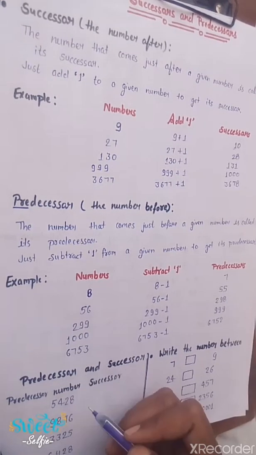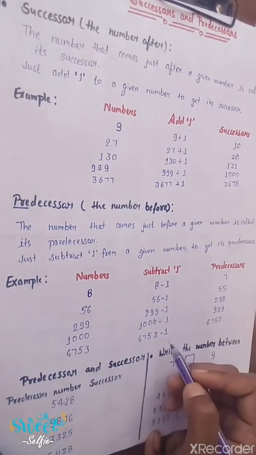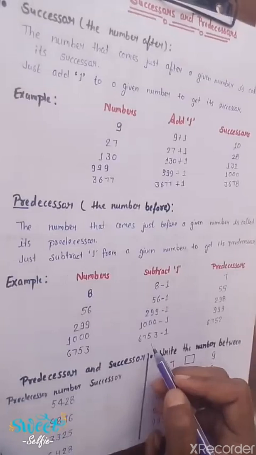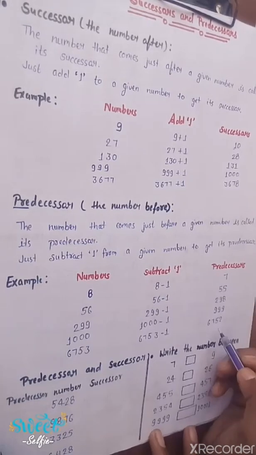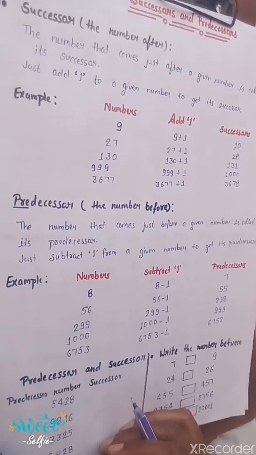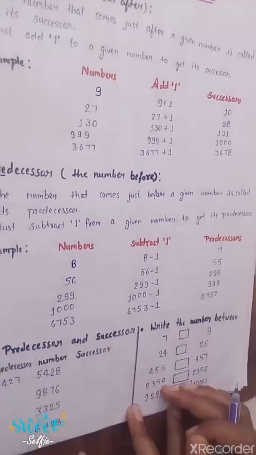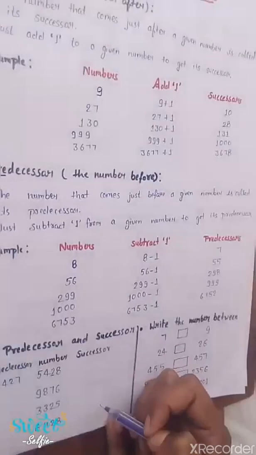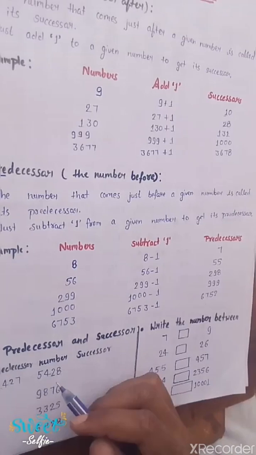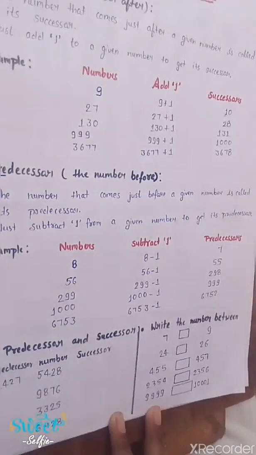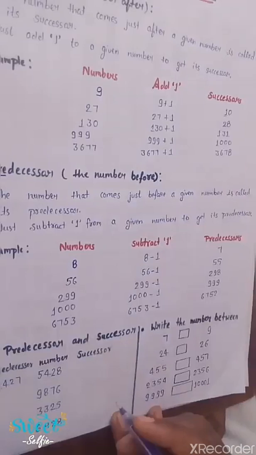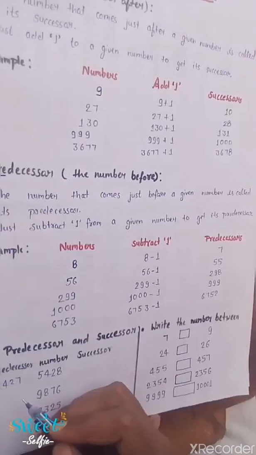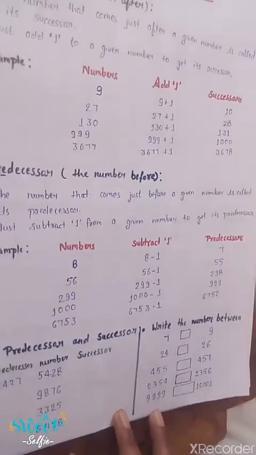Next is 6753. So we have to subtract 1 to get the predecessor. So 6753 minus 1 is equal to 6752. Okay. So there are some questions we have to solve. Predecessor and successor. So we have to find out the successor and predecessor of a number at a time. Means एक ही बार में हमको एक नंबर दिया हुआ है, इन नंबर का प्रेडिसीजर और सक्सेसर एक साथ फाइंड आउट करना है.